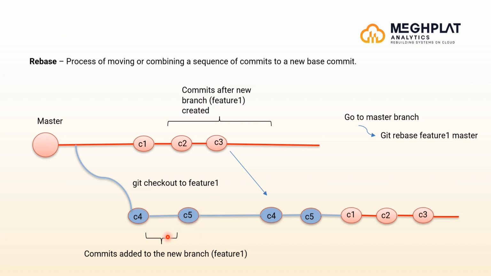So let's imagine a scenario: while doing this, some other developer makes some other changes and pushes them already to the master branch, which is nothing but C1, C2, C3. These are the commits made after the new branch was created. After I have taken this checkout, some other commits happened here, that is C1, C2, C3, and C4, C5 happened here.